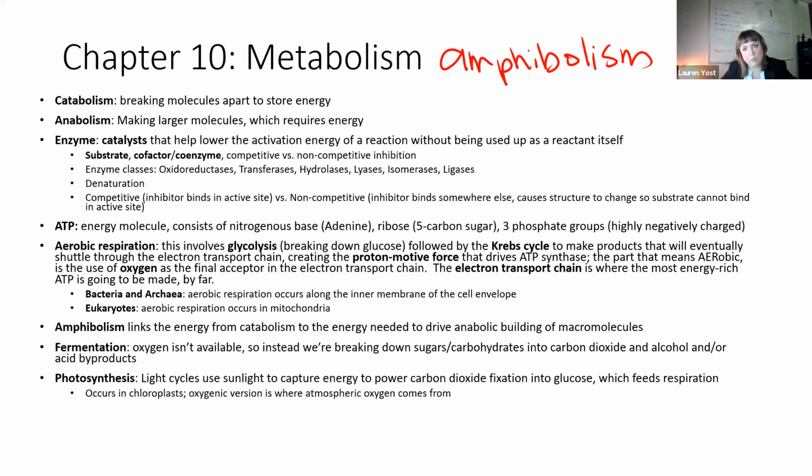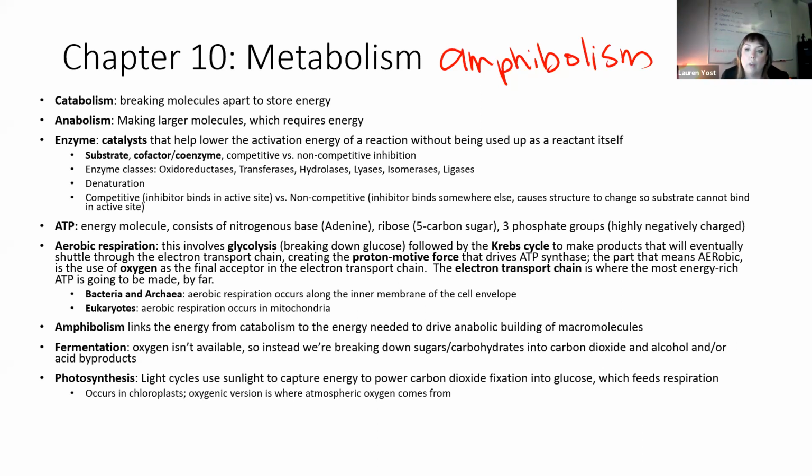The next portion of the chapter had mostly to do with actual energy production. And in the cell, our main energy molecule is going to be ATP, adenosine triphosphate. It's made up of a nitrogenous base adenine, 5-carbon sugar ribose, and 3 phosphate groups that are highly negatively charged and are going to be pushing apart from one another and causing tension. And all of that is creating energy that just wants to be released by removing those phosphate groups. So that's how the energy works.